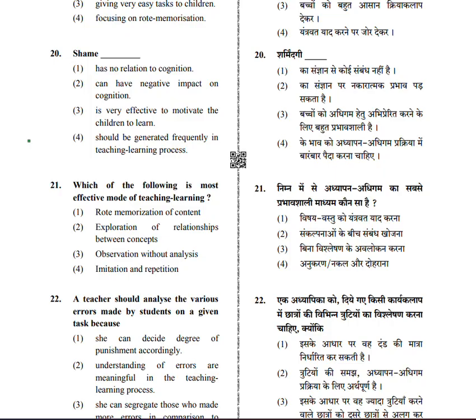Shame, which as research on the relation between emotion and cognition shows, can have a negative impact on cognition, is a very effective way to motivate children to learn and should be generated frequently in the teaching learning process. This statement is false. Shame and other negative emotions can have a significant negative impact on a child's cognitive function and learning process. So it is not an effective motivator and should be avoided in the teaching learning process. So next one.